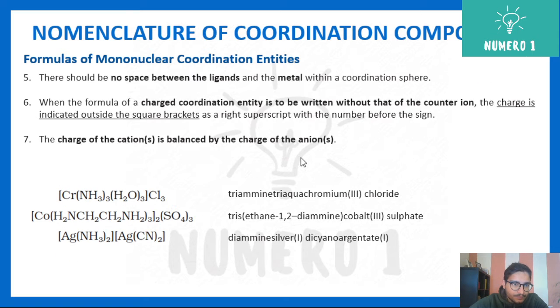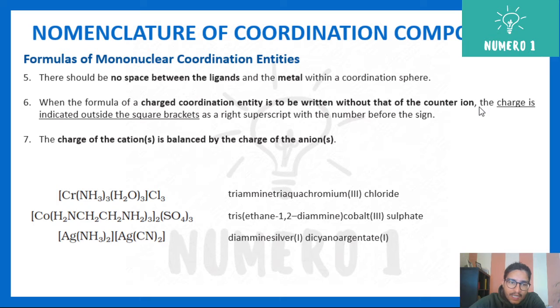Next set of rules. There should be no space between the ligand and the metal within the coordination sphere. If you see, there is no space. This is your central metal, and there is no space. This is your en, the abbreviation, otherwise you can say it is ethane 1,2-diamine. Next, no spacing.